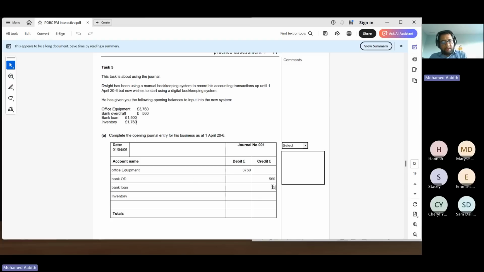The bank loan is a liability, it's going to be on your credit side. Inventory 1,760 on the debit side. What is the problem with this journal? The journal has 2 attributes.